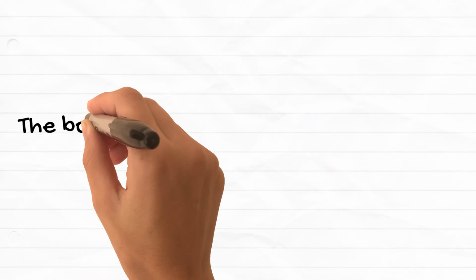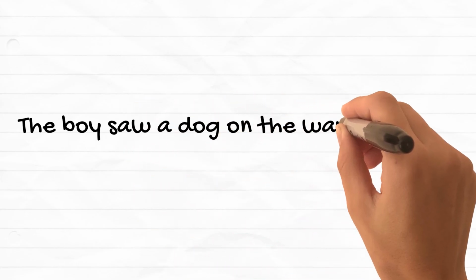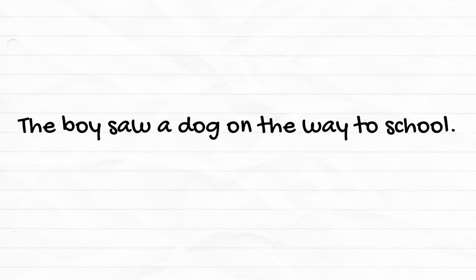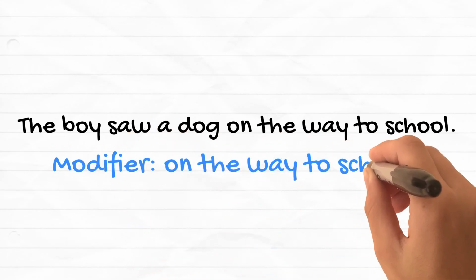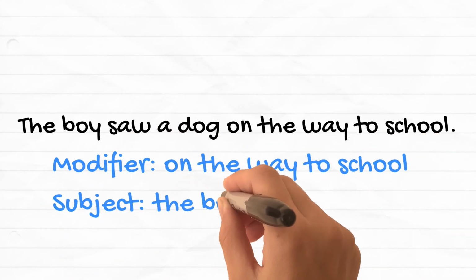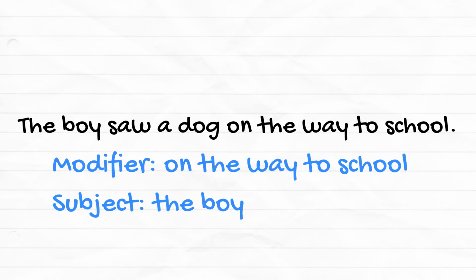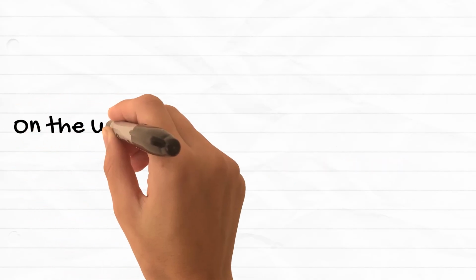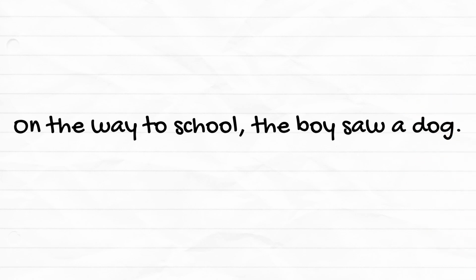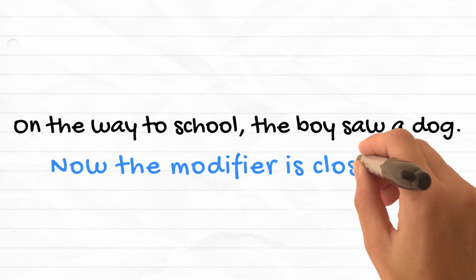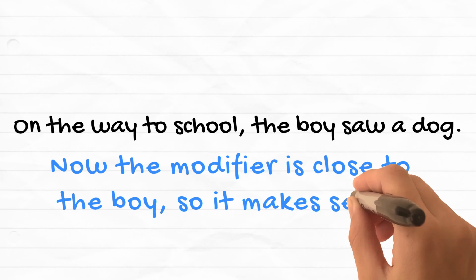Next example is, the boy saw a dog on the way to school. Here, the modifier is on the way to school, and the subject is the boy. It looks like the dog was going to school. So, the correct sentence is, on the way to school, the boy saw a dog. Now the modifier is close to the boy, so it makes sense.